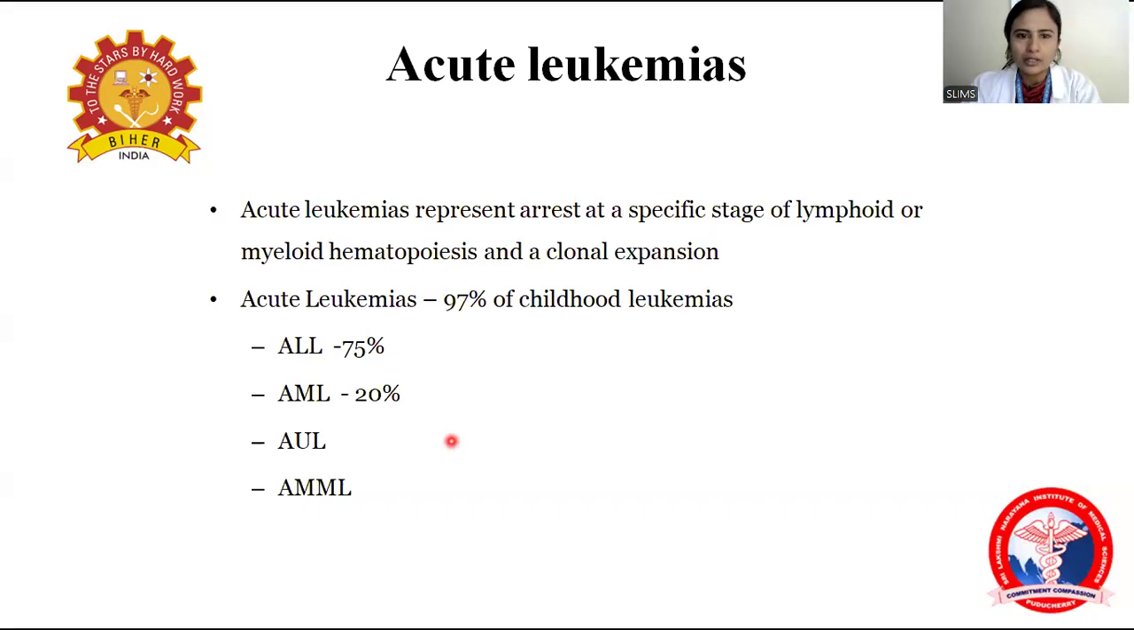So what actually does leukemia mean? Acute leukemia represents an arrest at a specific stage of lymphoid or myeloid hematopoiesis, with clonal expansion. So during hematopoiesis, either lymphoid or myeloid, if there is an arrest at a specific stage, it leads to the clonal proliferation of the cells. So it will present as an acute leukemia.